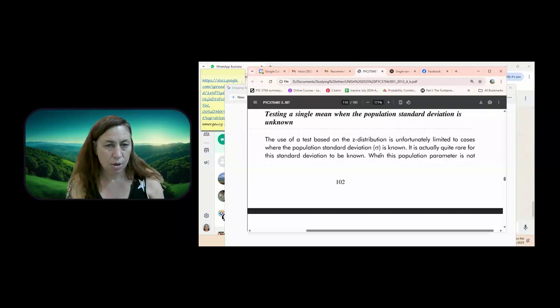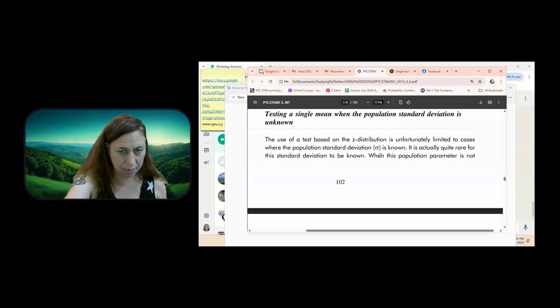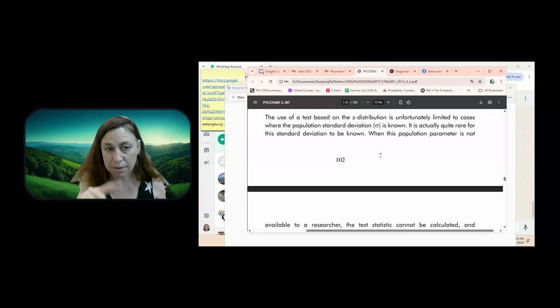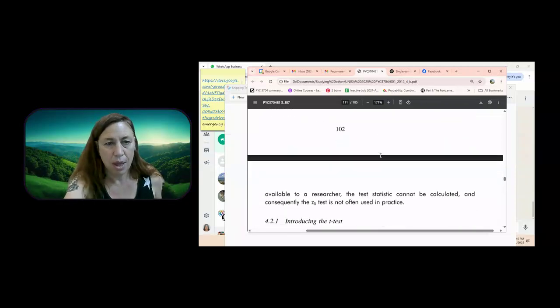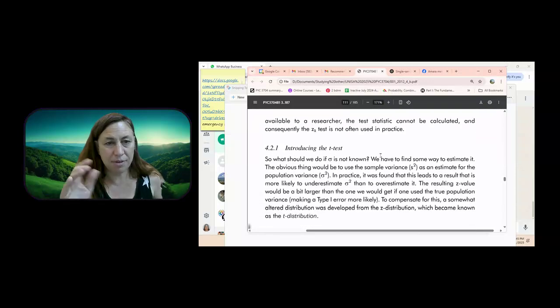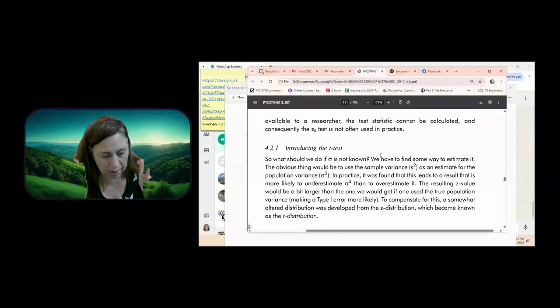It's unusual. So the Z-test cannot be used reliably. Now, the results of the t-test and the Z-test are very close. They're very, very similar. So if you don't know the population standard deviation and you just use the Z-test, you've actually got a good chance of getting the right answer.